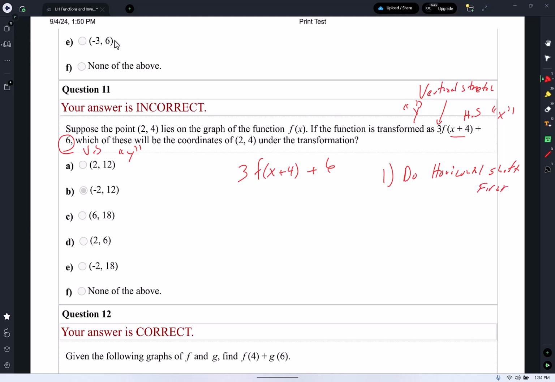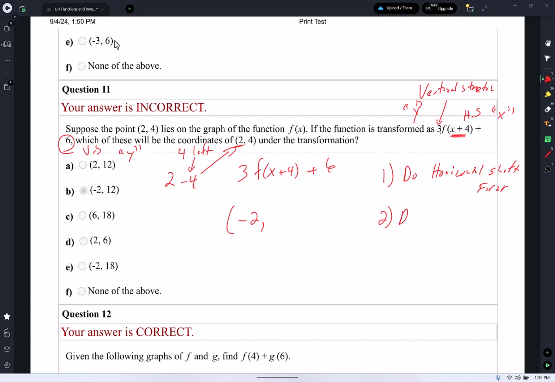Okay, well, I was at 2. I am moving 4 times to the, no, not to the right. It says plus 4, so to the left. If I'm moving 4 to the left, what's my new coordinate? -2. So I'm going to take that 2 and subtract 4. 4 left. Okay, now we're going to worry about the y value.